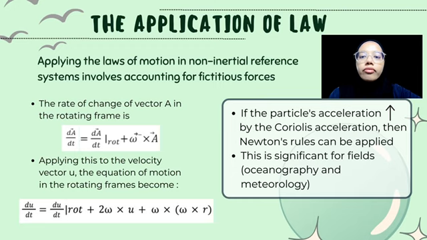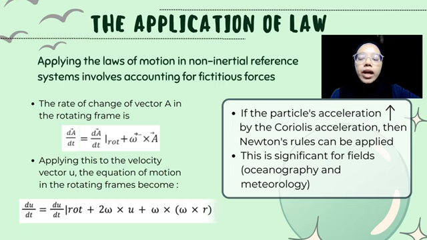The key points are, firstly, in a rotating frame, an additional term appears in the time derivative of a vector, known as the Coriolis term. The rate of change of a vector A in the rotating frame is the derivative of vector A equal to the rotation derivative of vector A plus vector omega times vector A. Secondly, applying this to the velocity vector u, the equation of motion in the rotating frame becomes as below, where r is the position vector. The additional terms are the Coriolis force, 2 omega times u, and the centrifugal force, omega times omega times r.